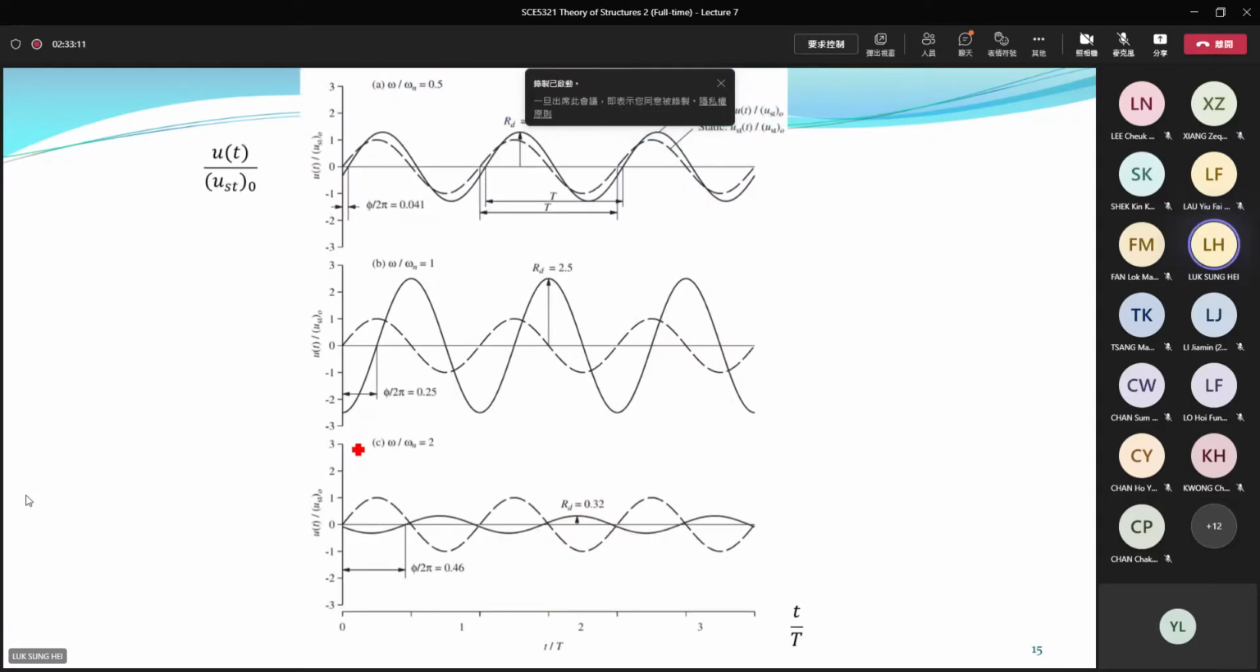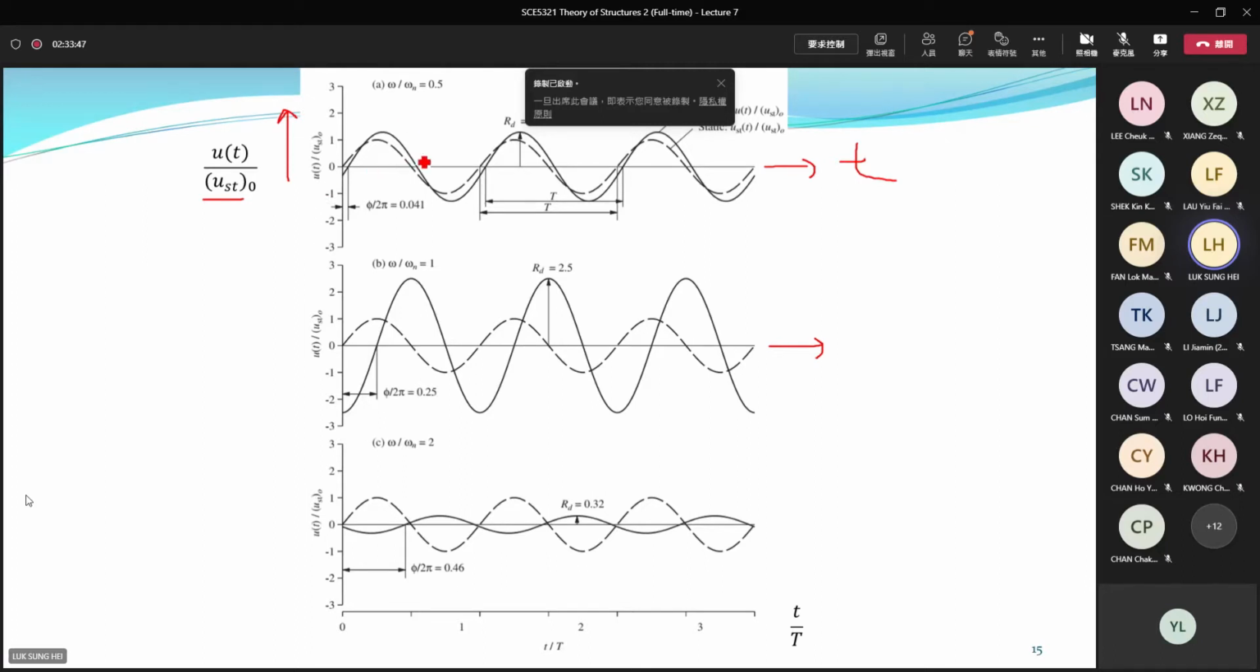This graph shows you the effect of different frequency ratios graphically along the time domain. This time, the horizontal axis is time, not frequency. You can also understand the effect along the time series. The y-axis is the displacement, normalized by the static displacement, so that it's easier to compare.